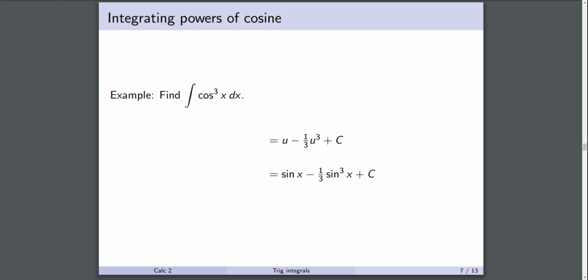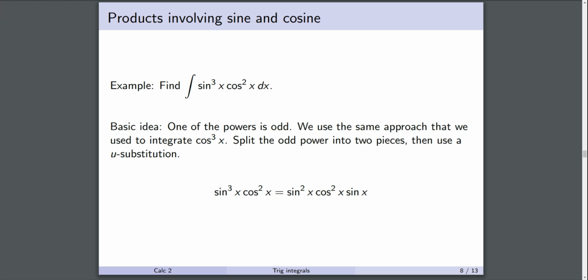Now I want to go on and examine some things that are one step more complicated. So we're going to have functions where we have powers of both sine and cosine. Again, we're going to break these up into two separate cases based on whether the powers are odd or even. In our first example, we have one odd power.